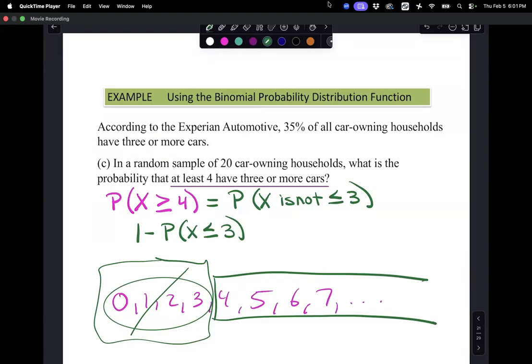There's a couple of different ways that we can do this, and I'm going to show you both of them in your calculator. A lot of it has to do with how brave you are with your calculator. So first, it's going to be 1 minus binomcdf because it's cumulative. We're going to use the 20, 0.35, 3.